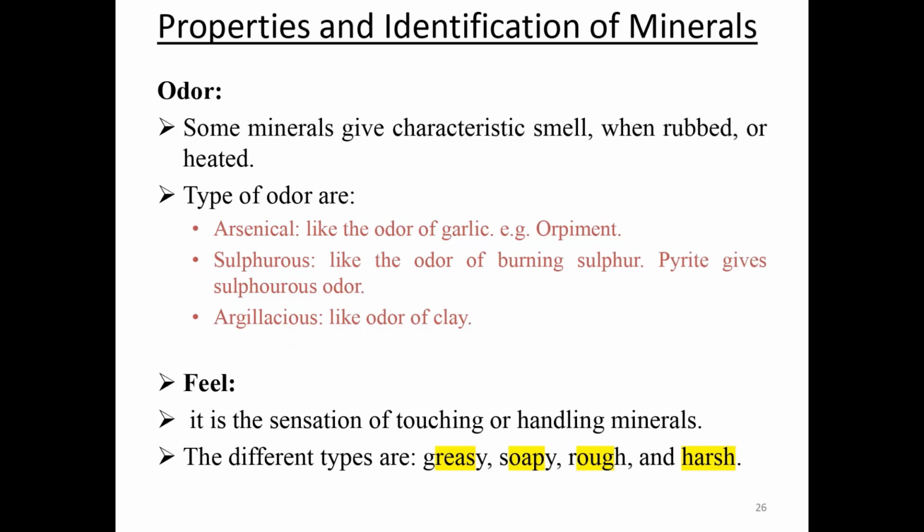Properties and identification of minerals. Odor: some minerals give characteristic smells when rubbed or heated. Types of odor: Arsenical, like the odor of garlic, for example orpiment. Sulphurous, like the odor of burning sulfur; pyrite gives a sulphurous odor. Argillaceous, like the odor of clay.